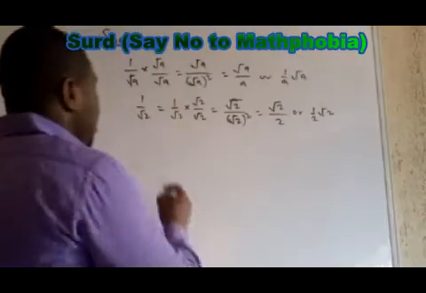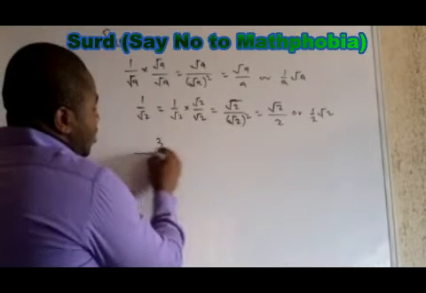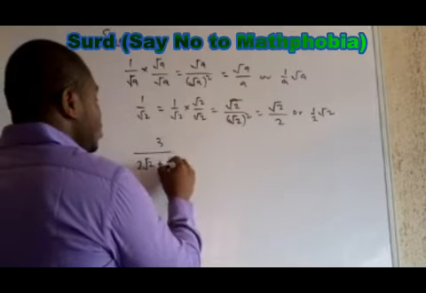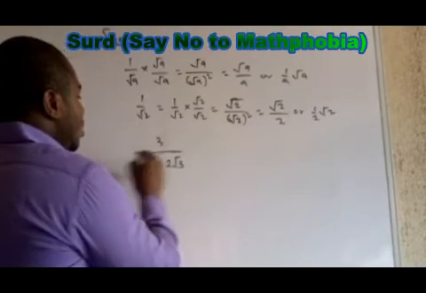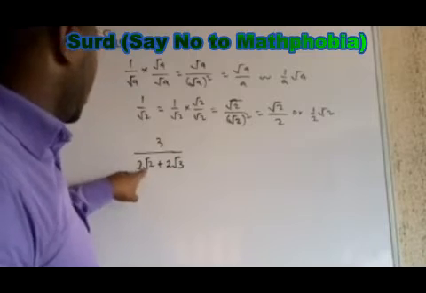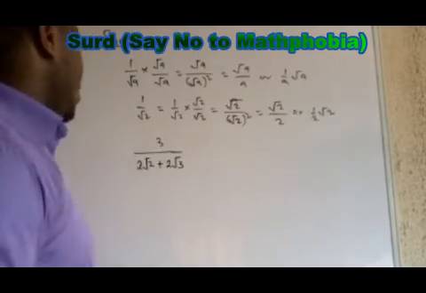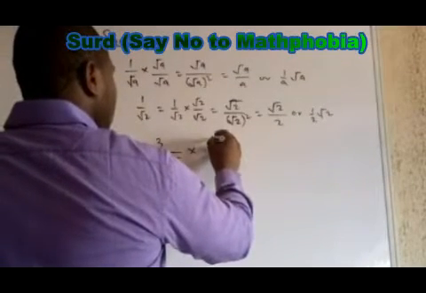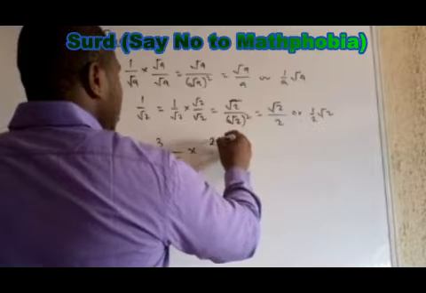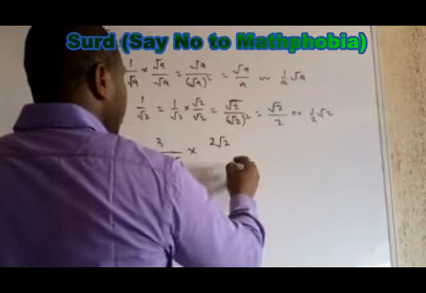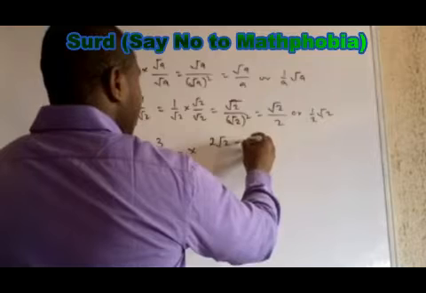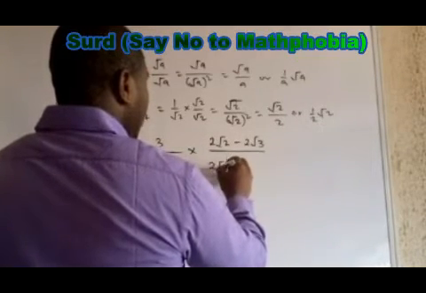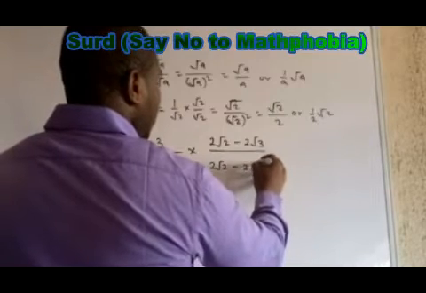In like manner, if you have 3 all over 2 root 2 plus 2 root 3. We say we don't want to see the surd in the denominator. You rationalize, so you have what? 2 root 2 minus 2 root 3 all over 2 root 2 minus 2 root 3.